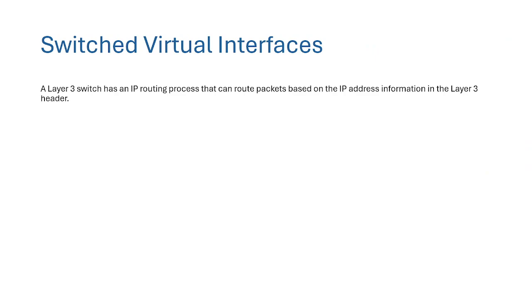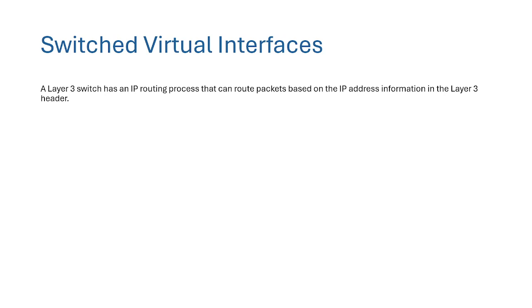Okay, this is the third method that we'll use, after the two methods we explored. The third is something called a switched virtual interface, SVI, as we call it in Cisco. There is something called a layer 3 switch that has an IP routing process that can route packets based on the IP address information in the layer 3 header.